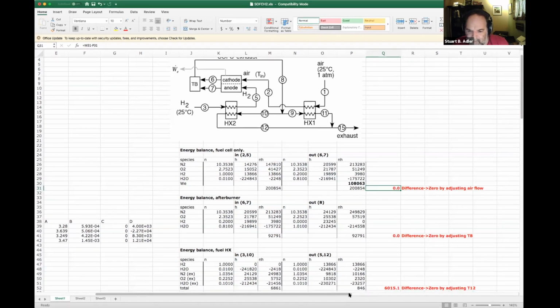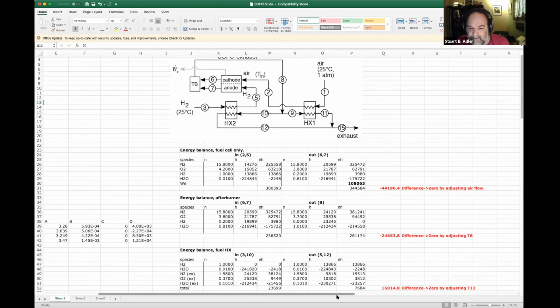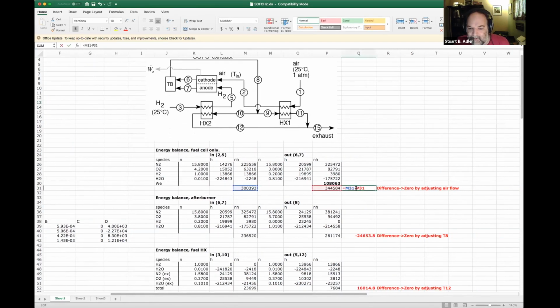So let me just show how to do that though. Let's say I guessed wrong what the airflow is. Let's say I guessed it should be 20 moles per second. What you see, if I go back over to here, is the energy balance is no longer obeyed. We are in deficit by 41,000 joules per second. And that's because the airflow is too big. We are cooling too much.